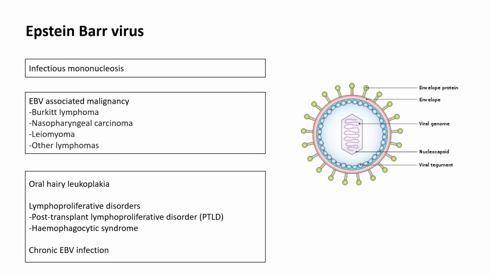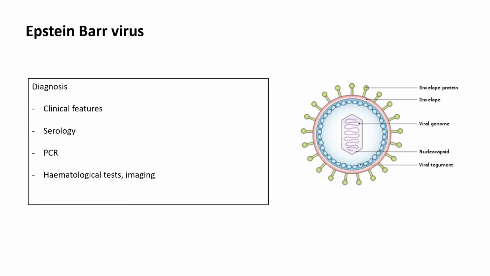What diseases does EBV cause? The commonest infection is mononucleosis, which we have already discussed. It is also associated with multiple malignancies, mainly lymphomas, for example, Burkitt's lymphoma. Other malignancies are nasopharyngeal carcinoma and leiomyoma. Other infections associated with EBV are oral hairy leukoplakia, chronic EBV infection and lymphoproliferative disorders.